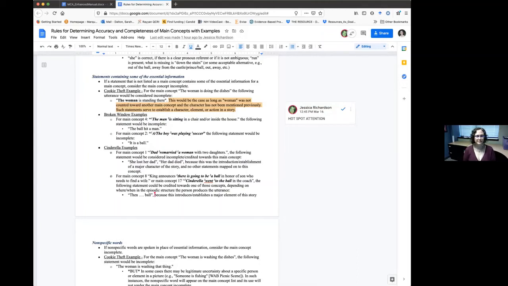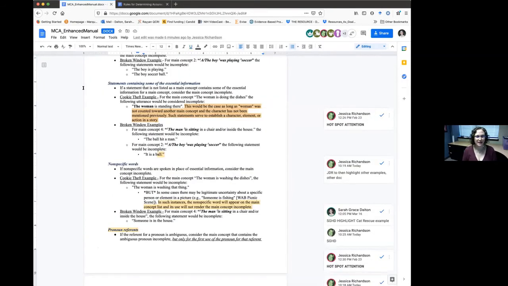So as you're doing main concepts, you need to be aware of this. That's why we have this highlighted as a hot spot that needs your attention. We try to give examples of this, and we also let you know, very transparently, that this is probably one of our most problematic and least favorite rules. Yes, agreed.